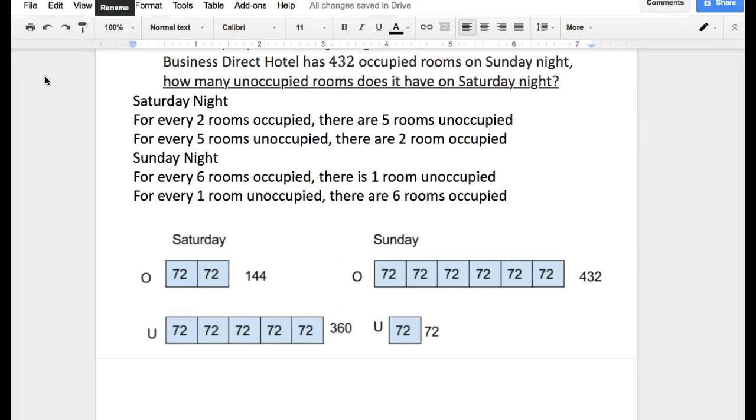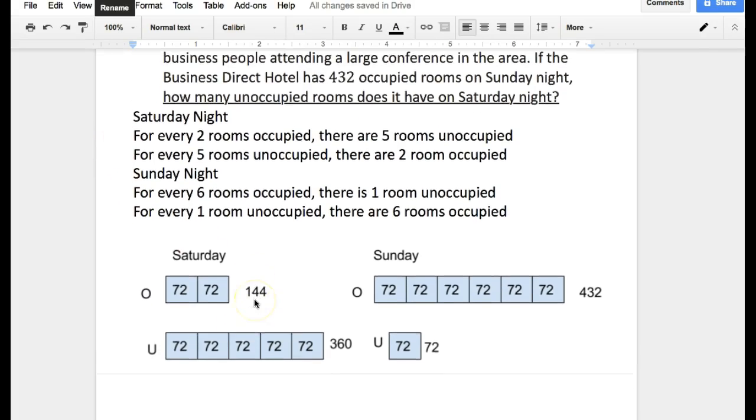So this is what your paper should look like. You put 72 inside each one of the boxes so that the occupied rooms on Saturday night were 144. The unoccupied rooms on Saturday night were 360. The occupied rooms on Sunday night were 432. The unoccupied rooms were 72. If we go back and answer our question, how many unoccupied rooms does it have on Saturday night? Now we can clearly see they had 360 unoccupied rooms, which is how we got our ratio of 2 to 5. Okay, so that was number 1.